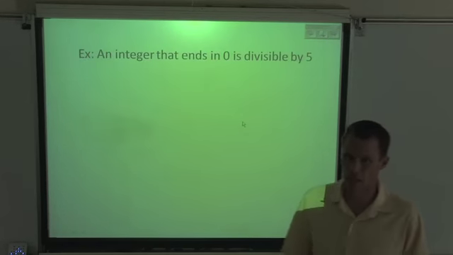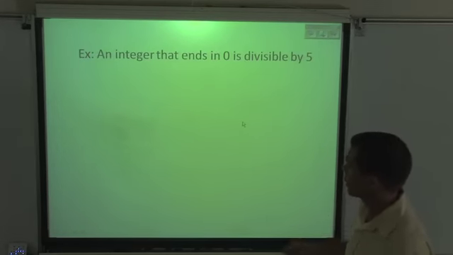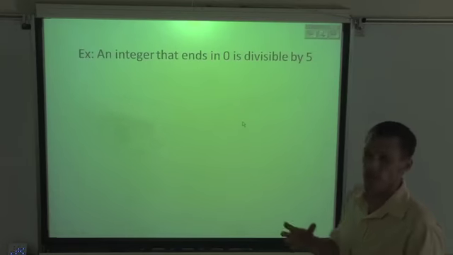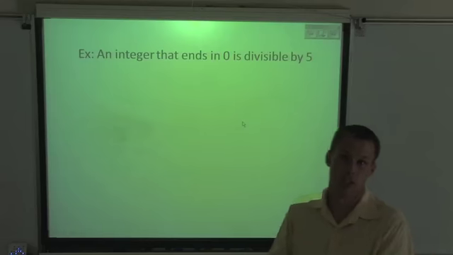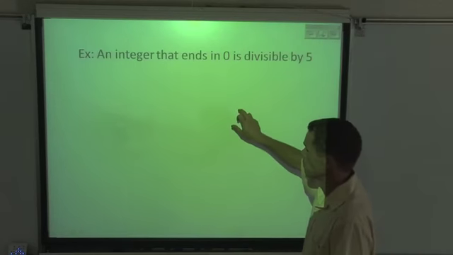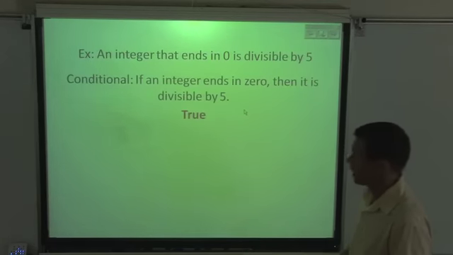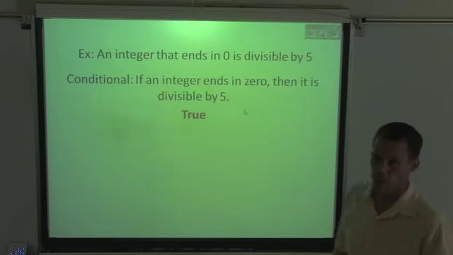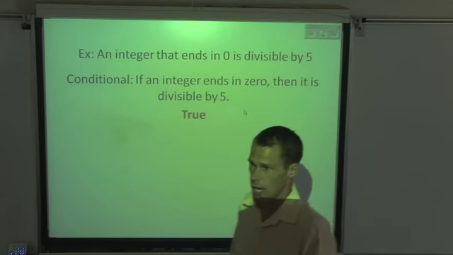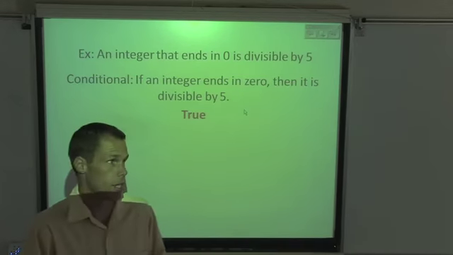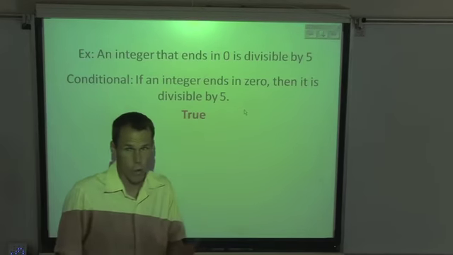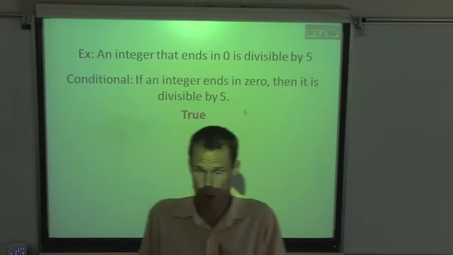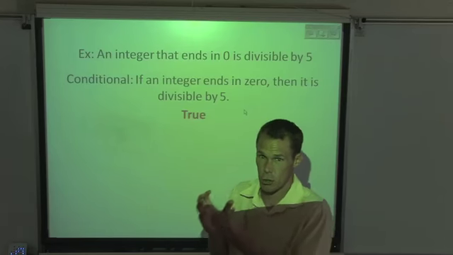One final example for today. An integer that ends in 0 is divisible by 5. This is a conjecture. Let's put the conjecture in if-then form. If an integer ends in 0, then it is divisible by 5. Okay, an integer ends in 0: 10, 20, 30, 40. Yeah, those are all divisible by 5. So we can say that this conjecture, or this if-then statement, currently is true.